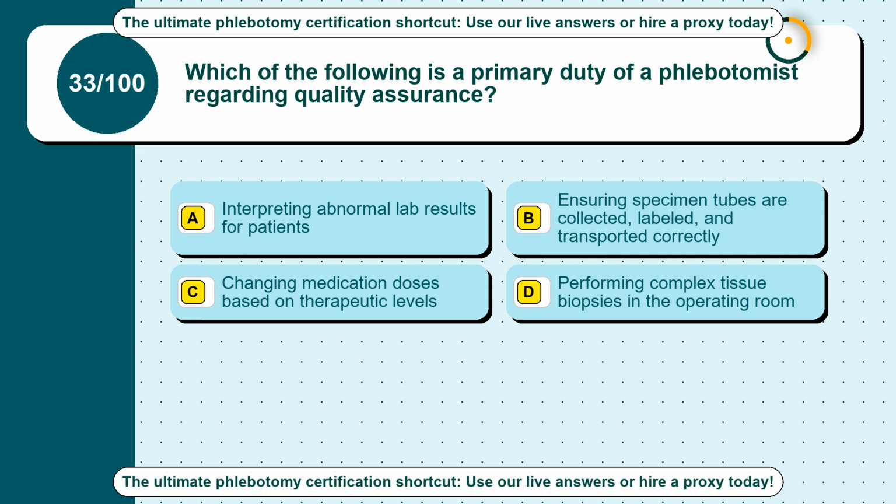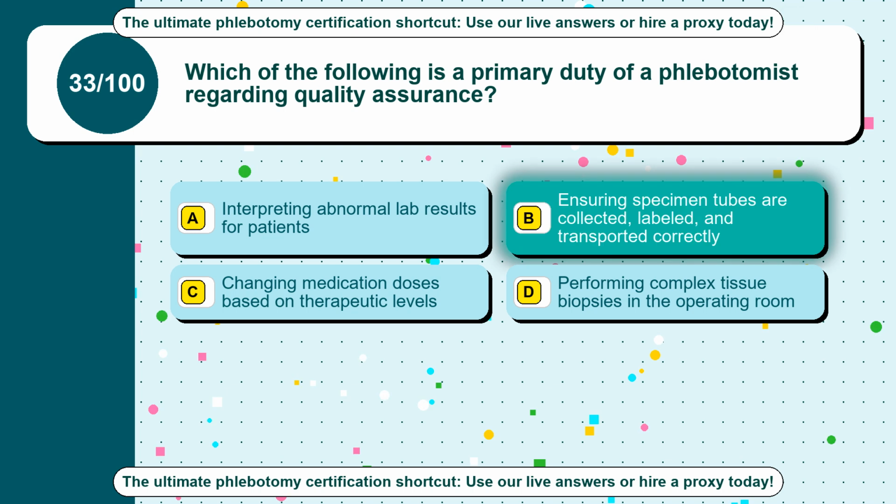Option C, changing medication doses based on therapeutic levels. Option D, performing complex tissue biopsies in the operating room. The correct answer is option B, ensuring specimen tubes are collected, labeled, and transported correctly.